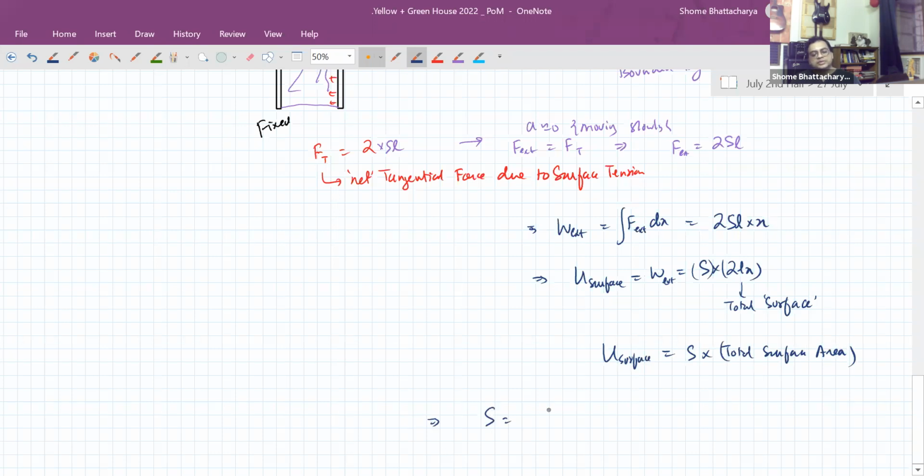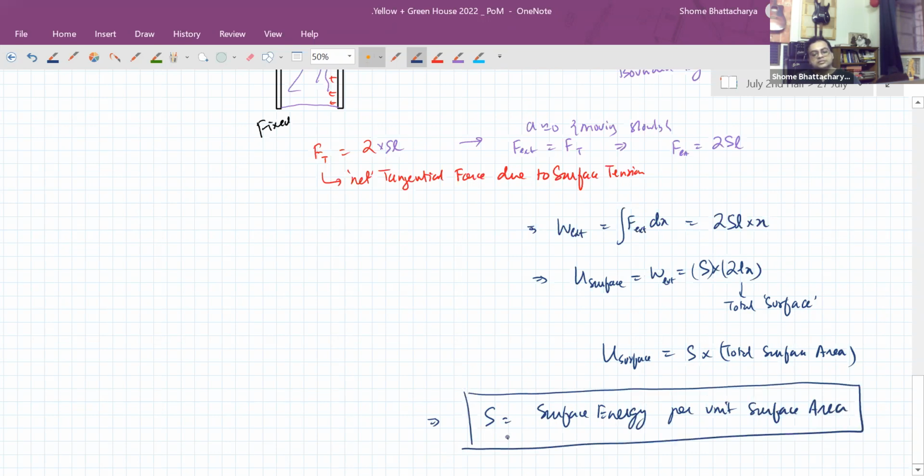So that gives us a second definition of surface tension. The surface tension of a material is the surface energy per unit surface area. This becomes the second definition of surface tension.